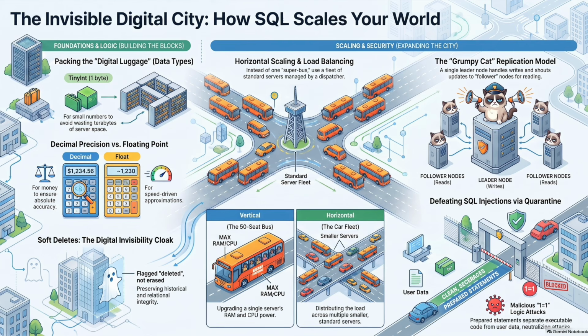We have covered an incredible amount of ground today. We really have. We started by packing the absolute smallest byte of data, a TinyInt representing a single transit card swipe. We learned how museums and enterprise apps hide rather than destroy their history using the invisibility cloaks of soft deletes. The hidden columns. Yep. We scaled our servers out from a single bus into a massive, globally distributed fleet of Grumpy Cat-led nodes. And finally, we locked down our digital city against SQL injections by putting user data in structural quarantine.